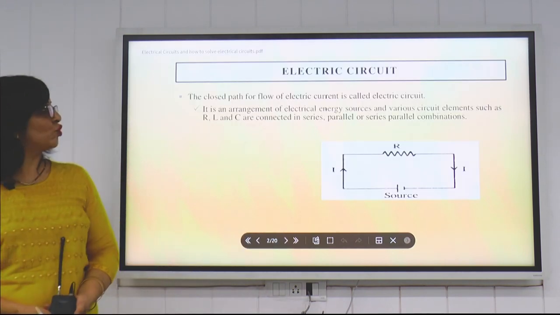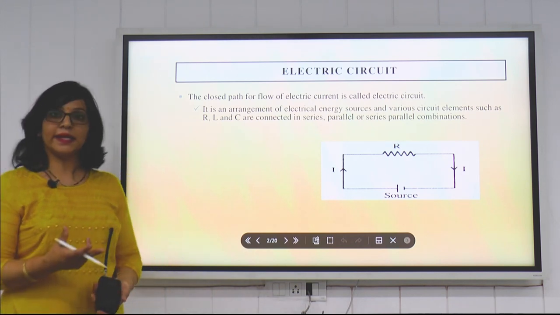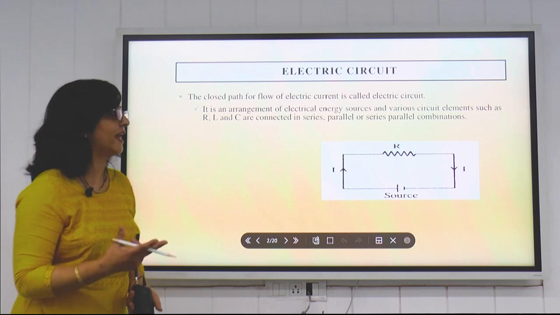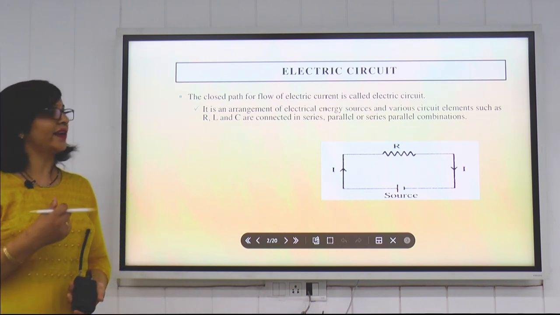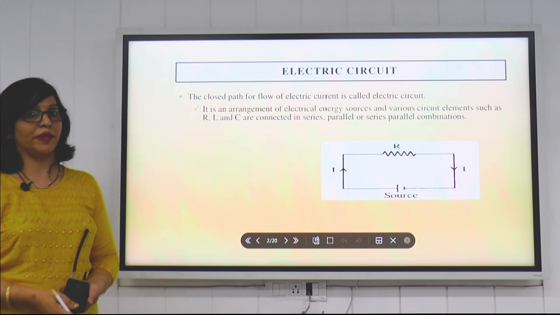An electric circuit is a closed path for the flow of electric current. It is basically an arrangement of electrical energy sources and various circuit elements such as resistor, inductor, and capacitor connected in series, parallel, or series-parallel combinations.